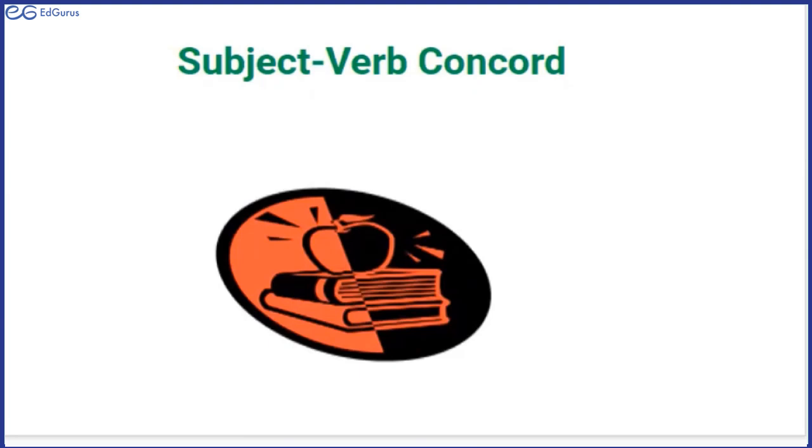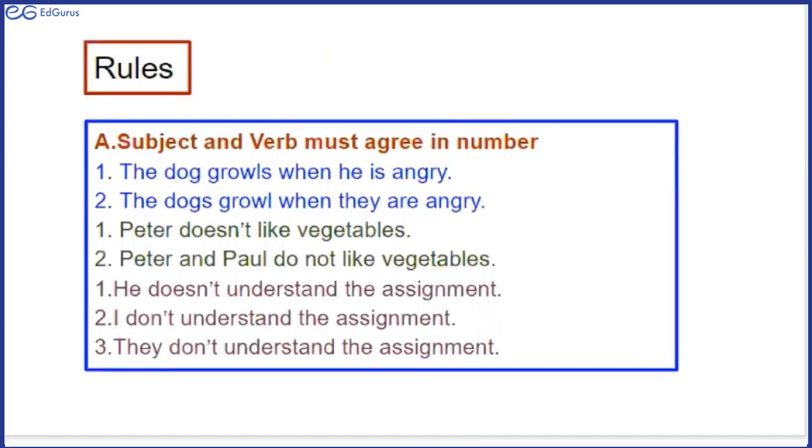So yesterday we started with subject-verb concord, and then I explained to you what is a subject in a sentence, right? And how verb is chosen according to the subject. So the first rule that we had discussed was that subject and verb must agree in number. Meaning if subject is singular, then the verb is singular. If the subject is plural, then the verb is plural, just as it is given in these sentences. I hope it is clear.